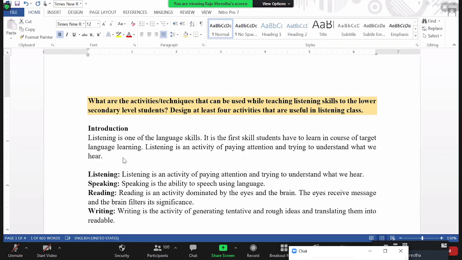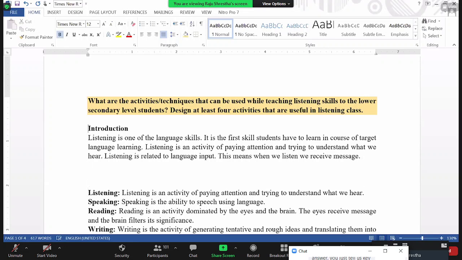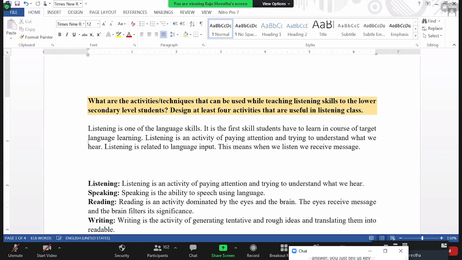So in this way, you write listening. Listening is, what is this? Yes, listening is related to language input. This means when we listen, we receive message. In this way, you write in the introduction section, but no need to write this introduction like this. In paragraph form you write.